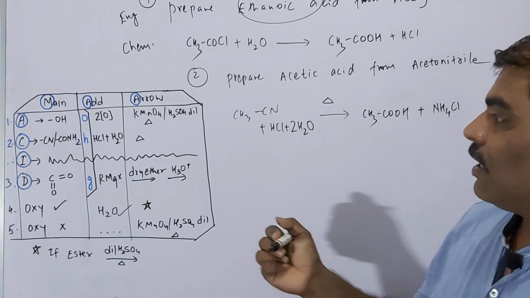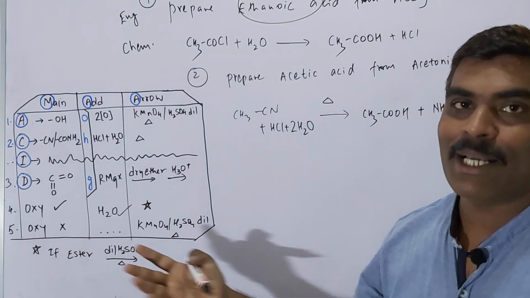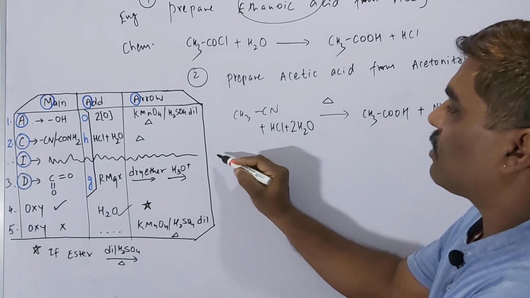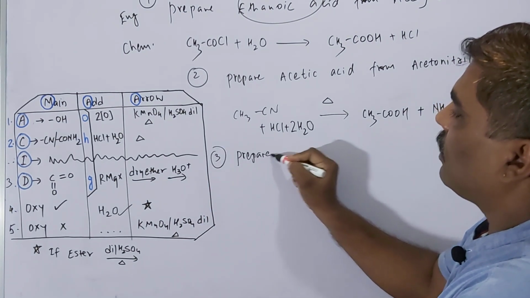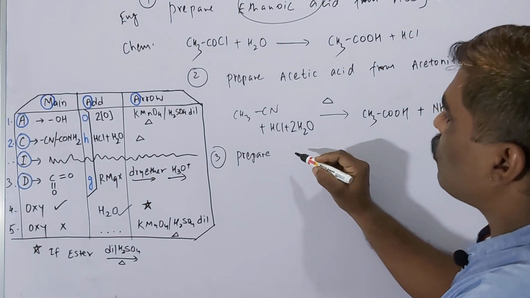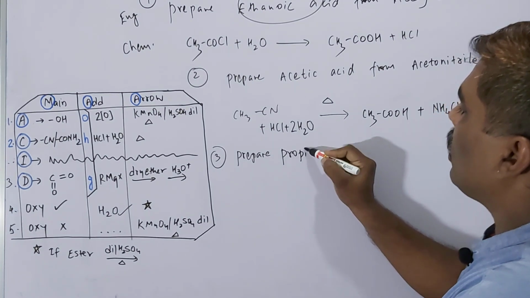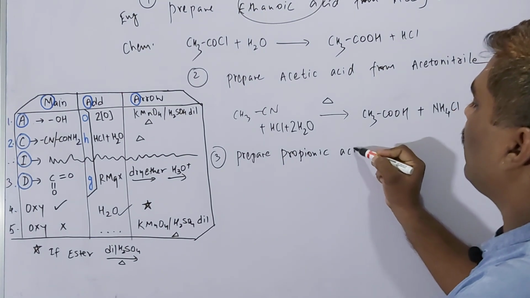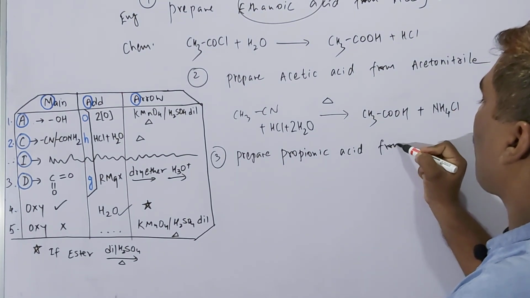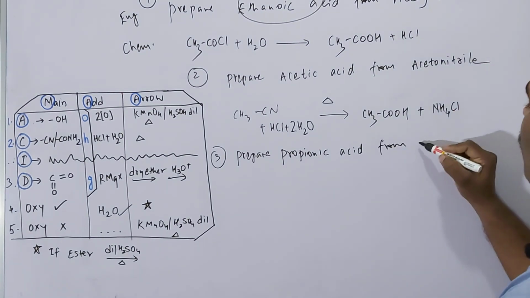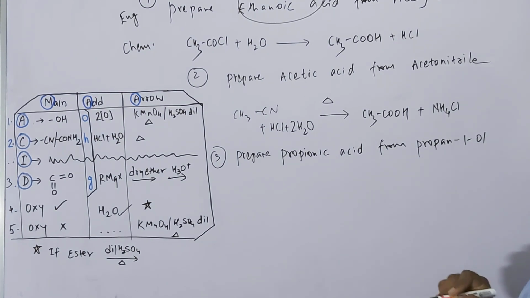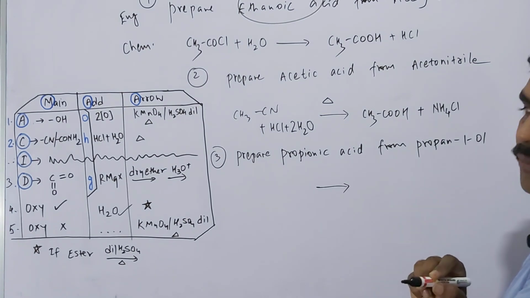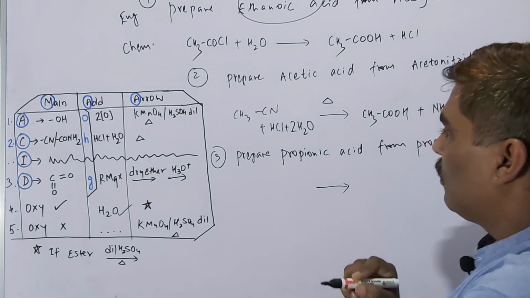So this way, with the help of this table, it becomes easy to find out. For example, we'll see question number 3. If again we want to go for, say this time I want to prepare propionic acid from propane-1-ol. Again we'll write here what we want to prepare.